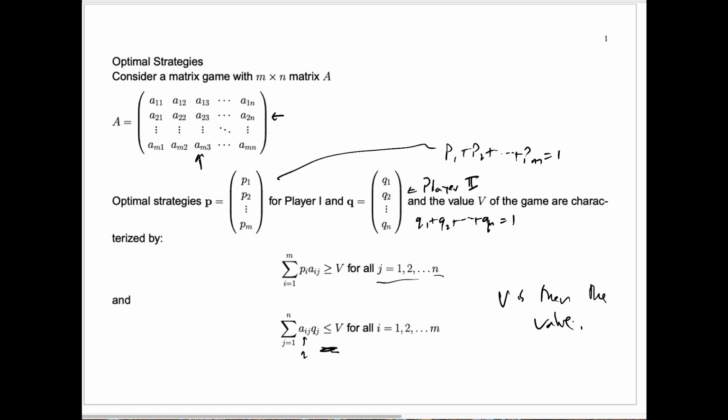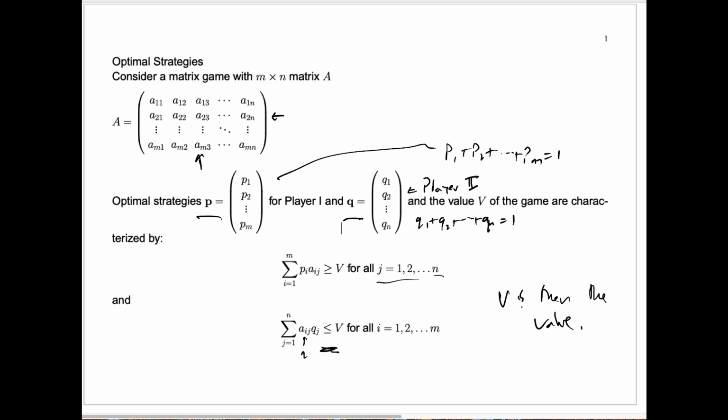Because each player can play a strategy that guarantees a return at least as good as v, greater than or equal to v for player 1, less than or equal to v for player 2. And of course, these strategies, p and q, are strategies that will achieve the value of the game, and that's what we mean by optimal strategies, because there's no strategy that can guarantee a better result than that.